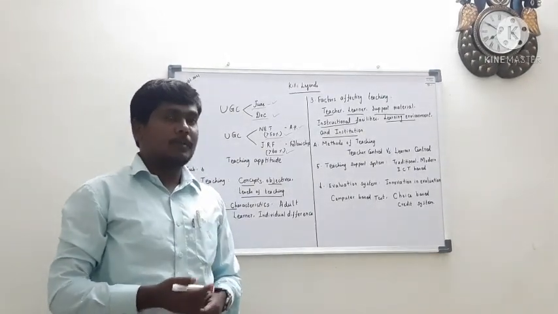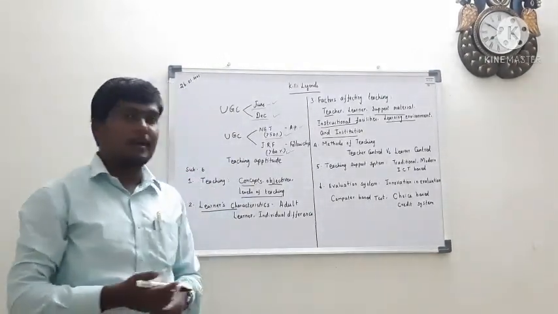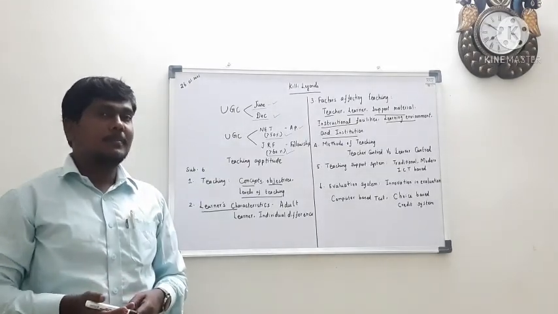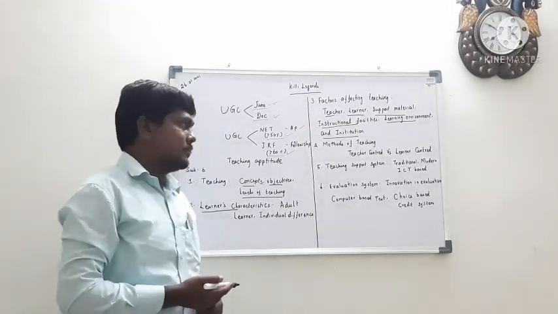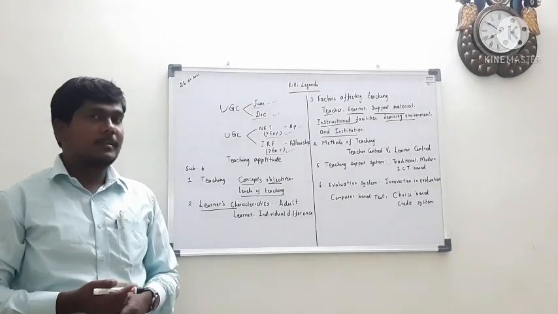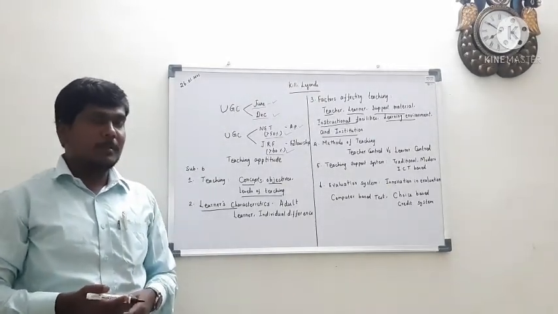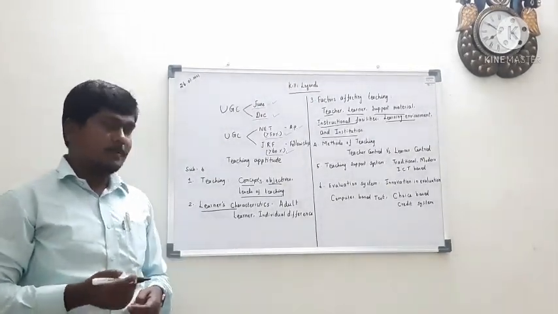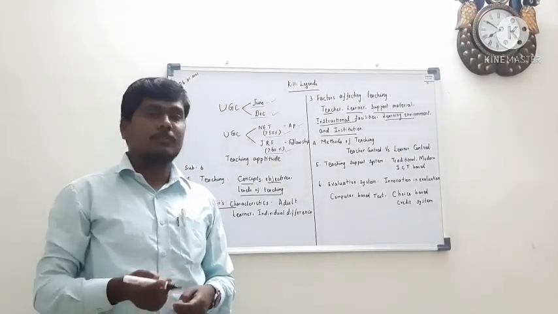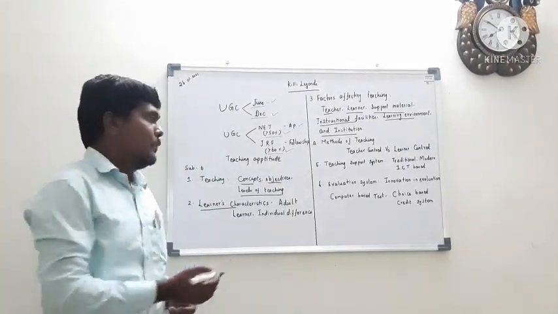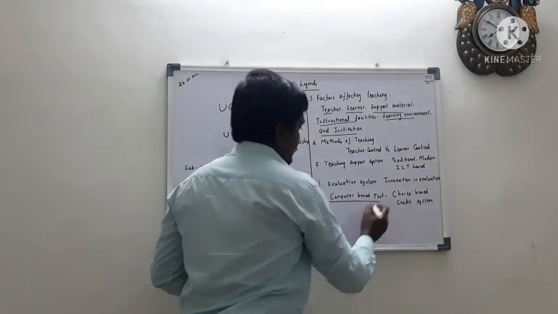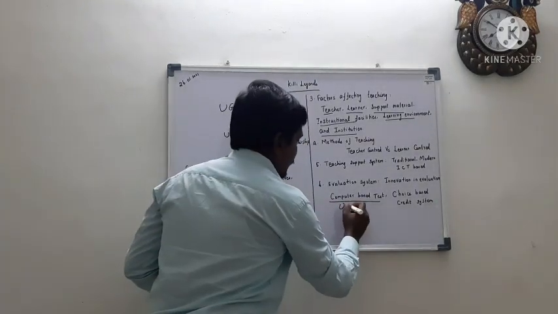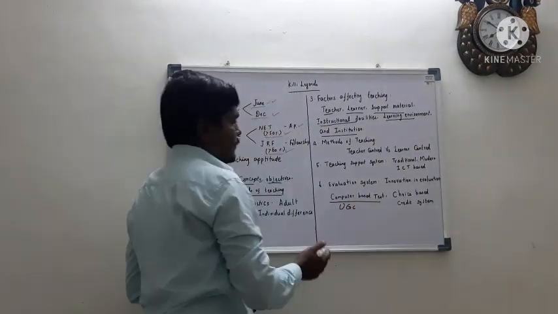The fifth one is about the teaching support system. In this subtopic, we are going to study traditional, modern and ICT-based systems. Then the evaluation system. There is an urgent need in the evaluation system, so innovation must be introduced. For example, the computer-based test. This UGC exam also we are going to write as a computer-based exam only.